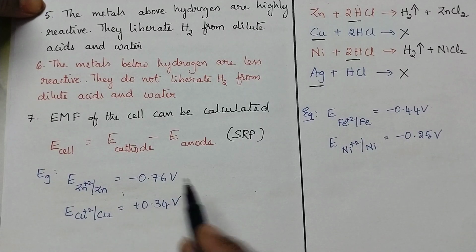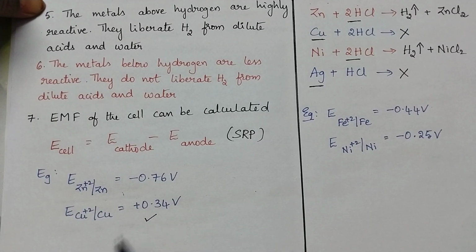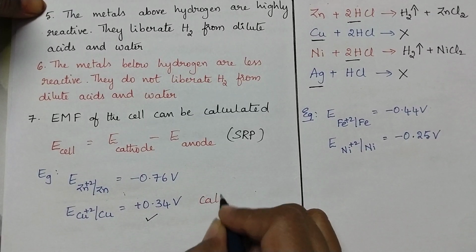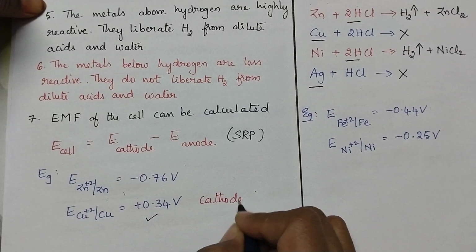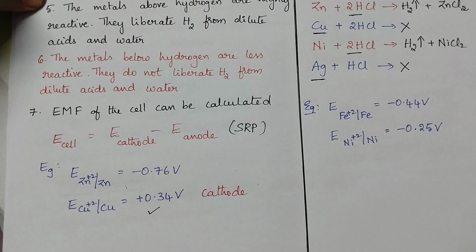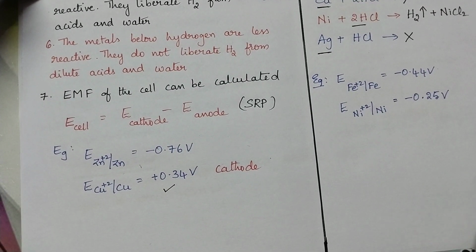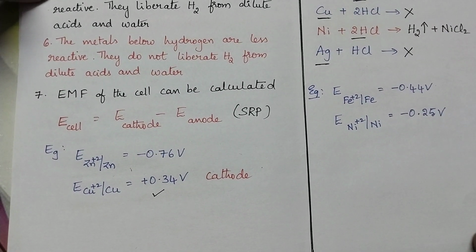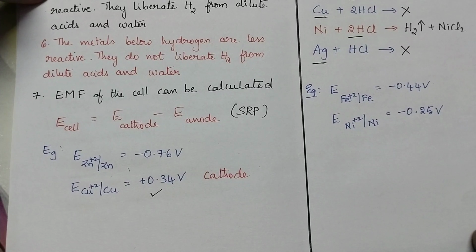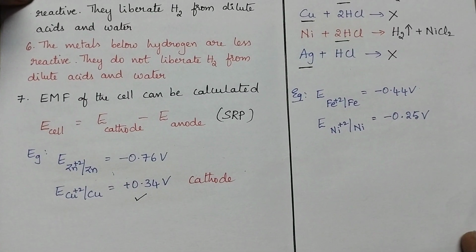The metal with higher reduction potential will always act as the cathode. Clear, students? A metal with higher reduction potential will always act as the cathode and the other metal will act as the anode.